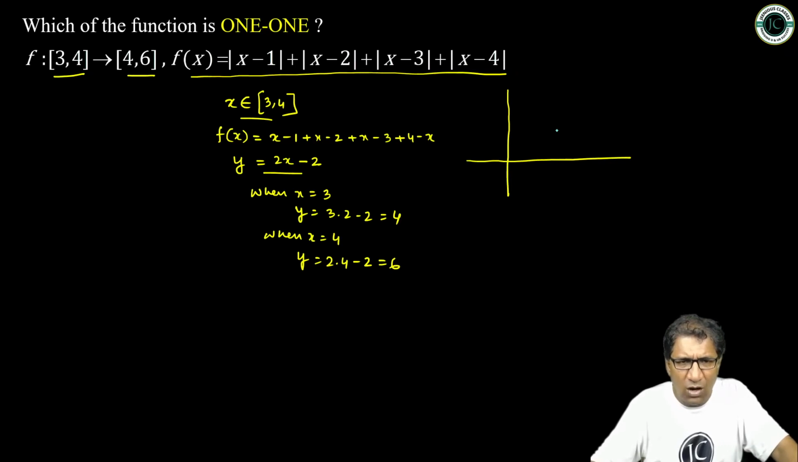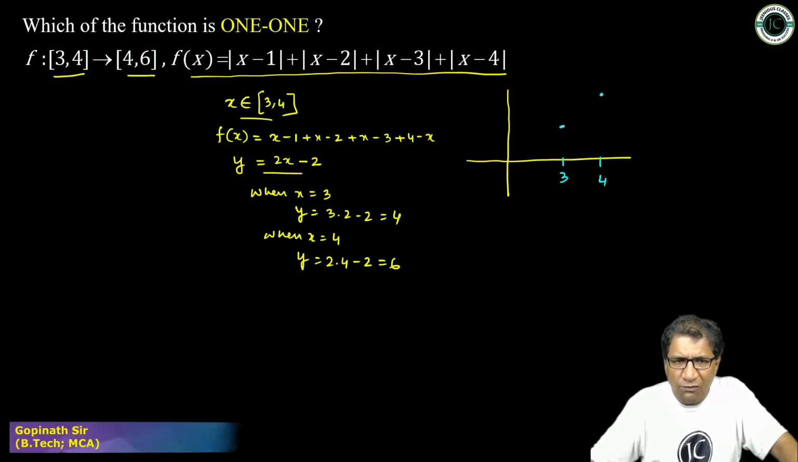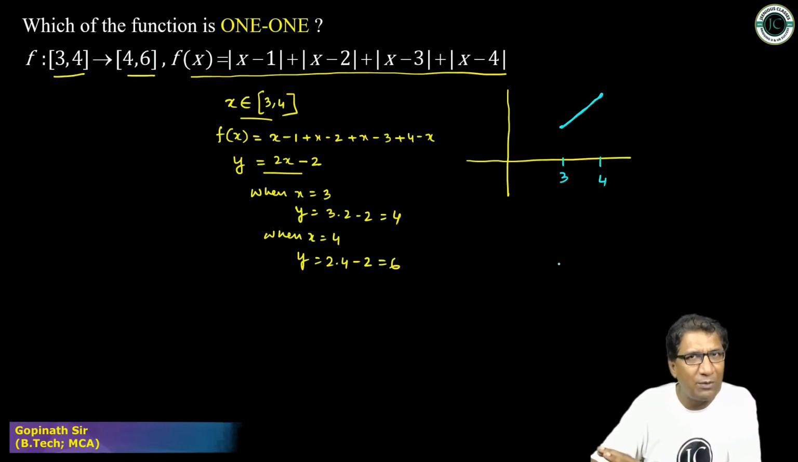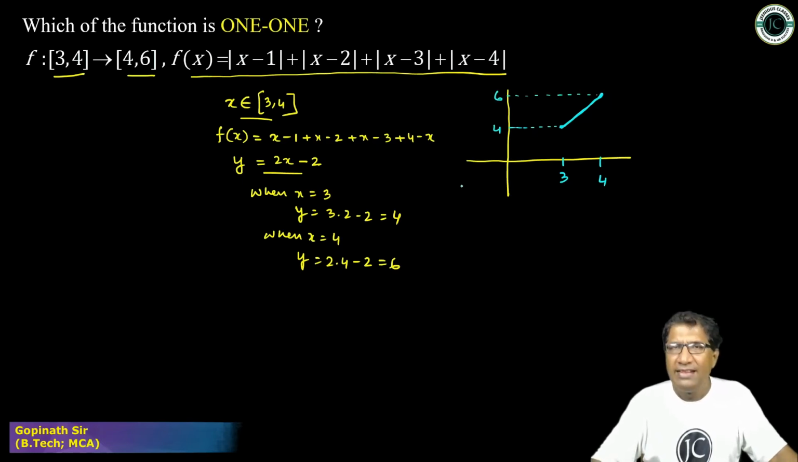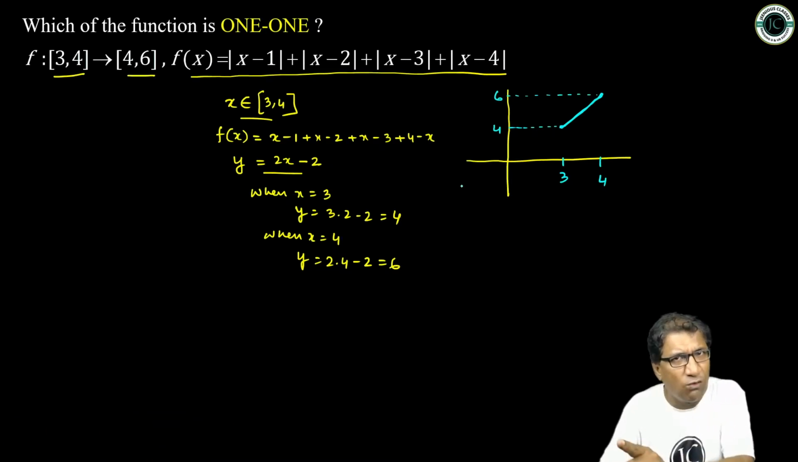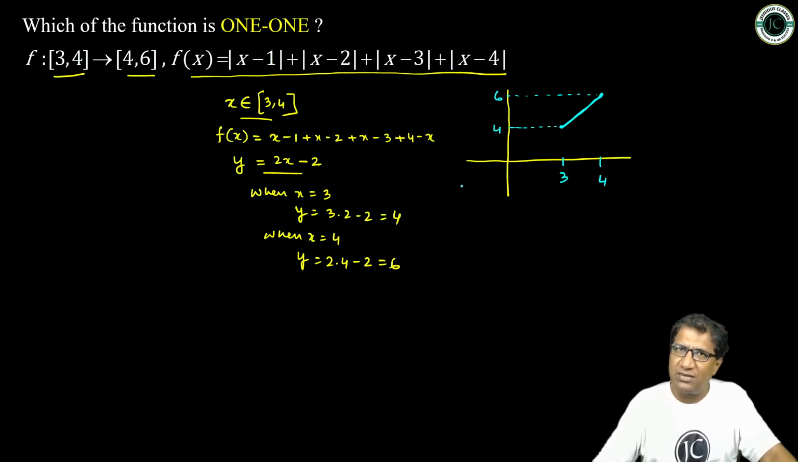It means how will the graph of this function look in the given domain? The function will look like this. At x equals 3, the value of the function is 4, and at x equals 4, the value of the function is 6. Therefore, the function is only a straight line whose slope is positive between 3 and 4, right? And the range is also from 4 to 6. Therefore, this is the exact graph of this function in the given domain 3 to 4 and in the given range 4 to 6, right?